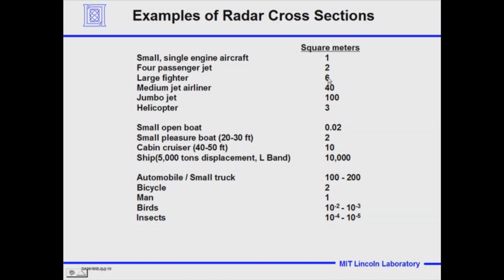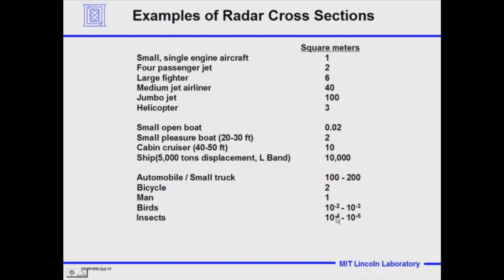Jet fighter, 6 meters squared. Small open boat, 0.02 meters squared. Probably a 20 to 30 foot small pleasure boat. Okay? A good-sized cabin cruiser, 10 meters squared. A ship with 5,000 tons of displacement, huge, 10,000 meters squared. Truck or automobile, bicycle, a man, about 1 meter squared. Birds and insects, very, very small.